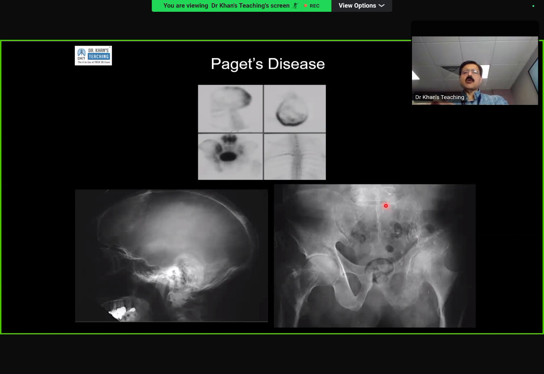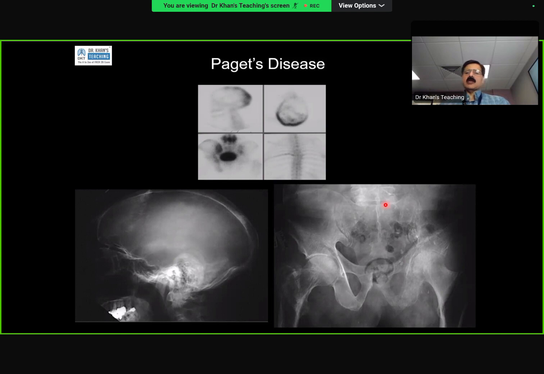And please beware of nuclear scans, because they can show you PET scan, they can show you bone scan, in which there will be multifocal uptake. And the key thing which they are asking you is, you have to ask for a plain film. Once you ask for a plain film and correlate, then you will make the diagnosis of Paget's. Same thing for fibrous dysplasia, because fibrous dysplasia can also show uptake on bone scan and PET scan. Ask for a plain film and then reach a diagnosis.